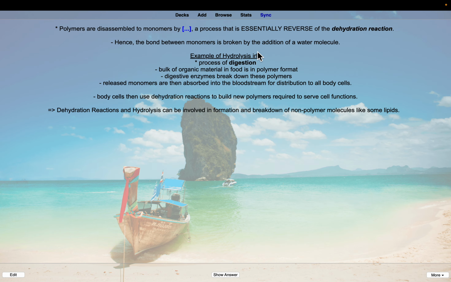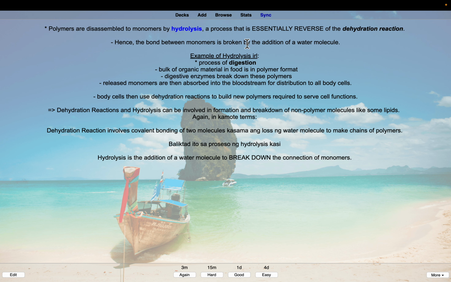So, polymers are disassembled to monomers by blank, a process that is essentially the reverse of the dehydration reaction. So, it's the opposite of the dehydration reaction. What is it called? Hydrolysis. Therefore, the bond between monomers is broken by the addition of a water molecule. So, what are examples of hydrolysis in real life?